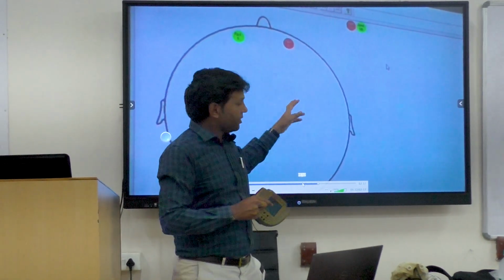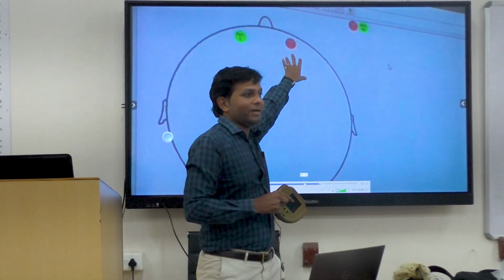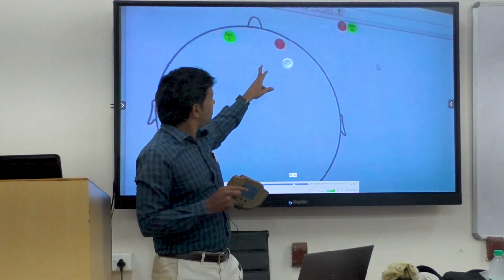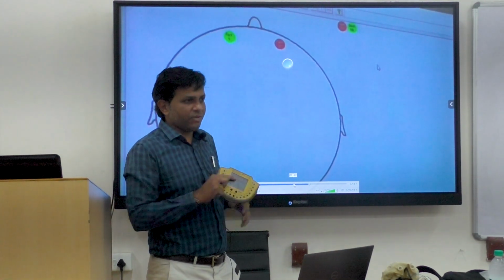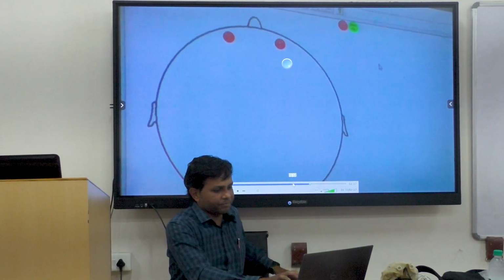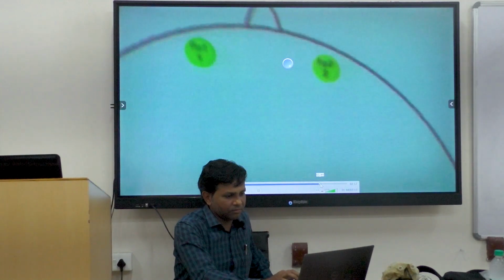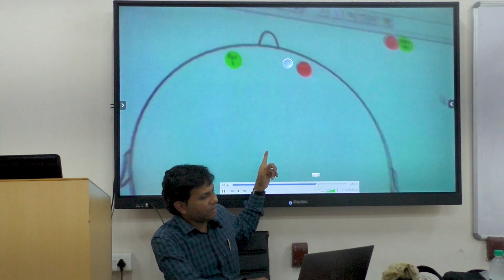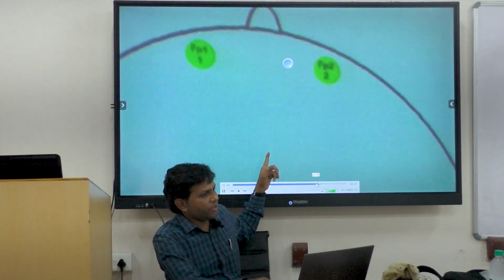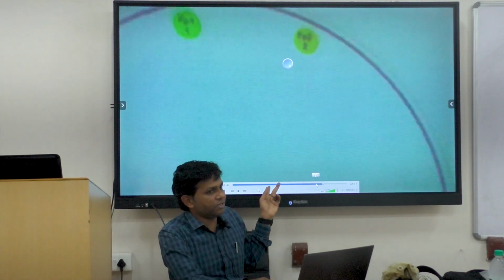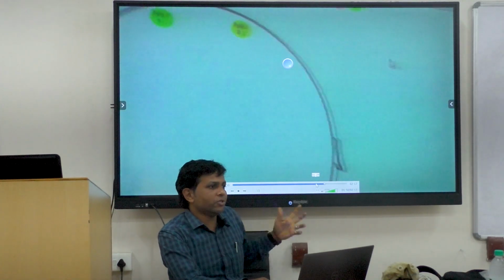Now, one of the channels is still showing red color, which means that channel fixation is not done properly. Unless it becomes green, normally we don't record. So we need to apply a little more gel. After applying a little more gel, now you see the color has changed. Now both the channels are ready to record the signals from whatever channel positions we have selected.